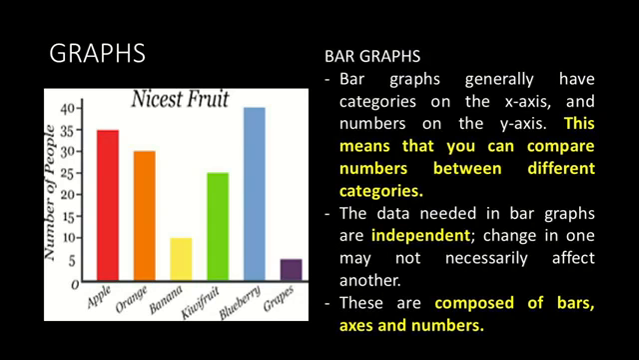Now, the data needed in bar graphs are independent. What does that mean? If one category increases in number, it does not mean that the rest of the numbers will decrease. So it means that one value is isolated from the rest. This would be good if you are conducting a survey. Okay, so these are constructed by the use of bars, axes, and numbers.